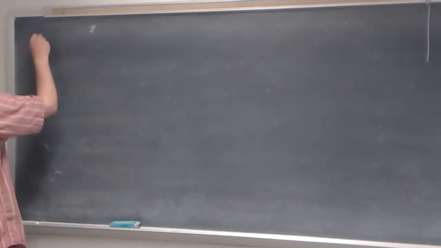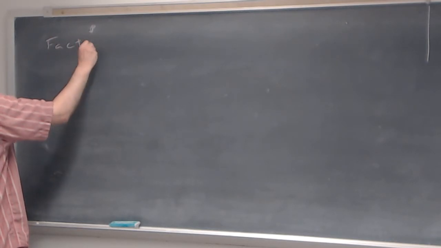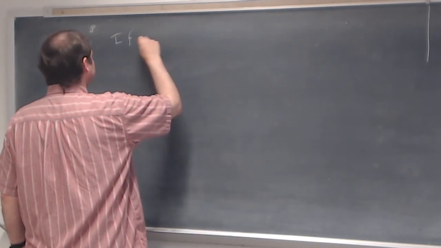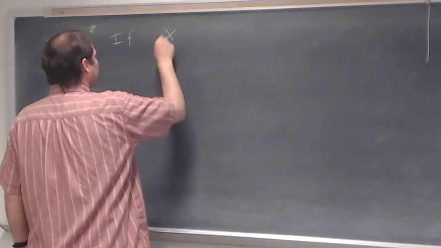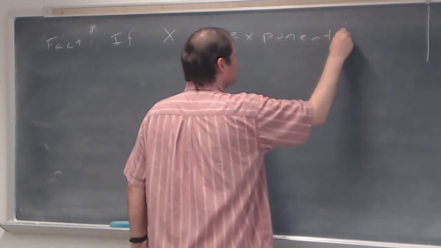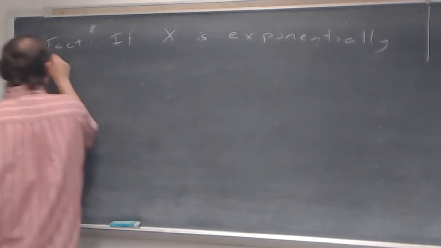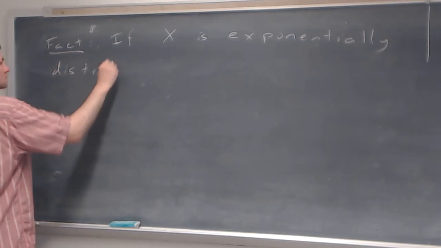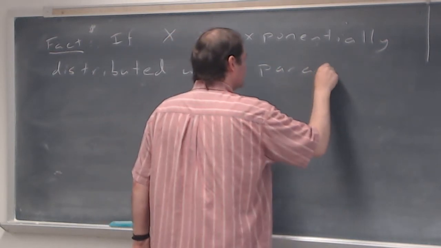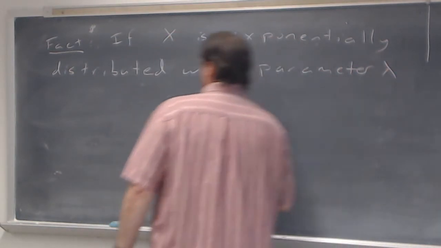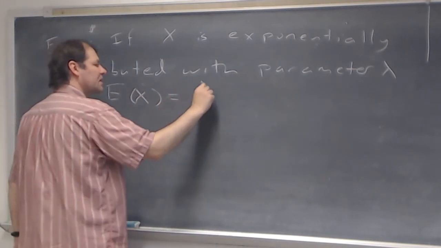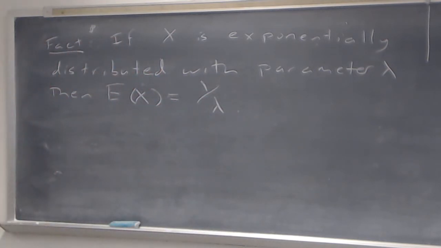And here's a fact: if x is exponentially distributed with parameter lambda, then the expected value of x is equal to 1 over lambda. Let's look at the proof.